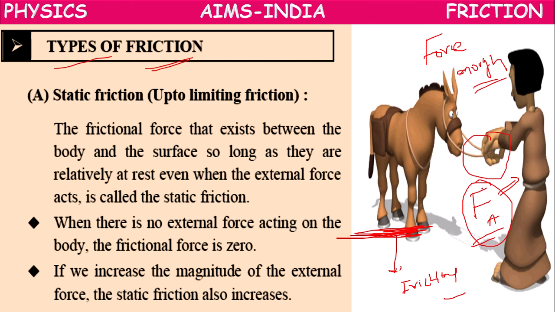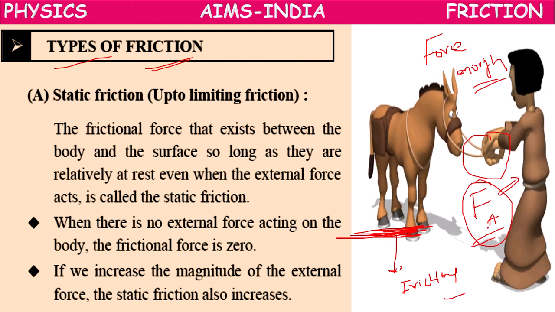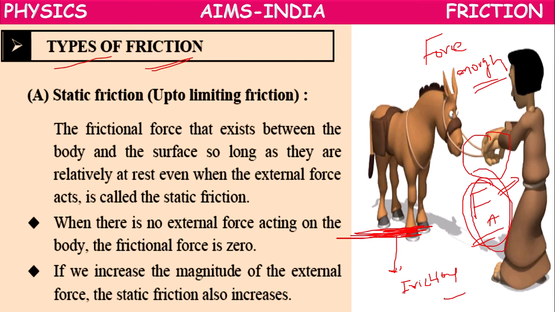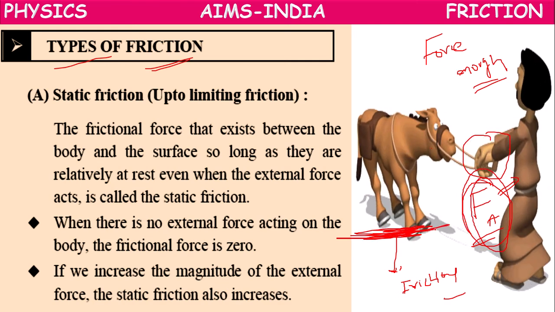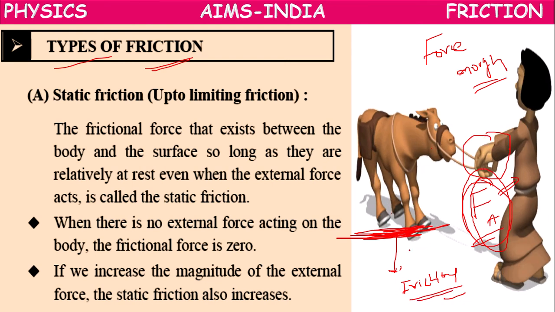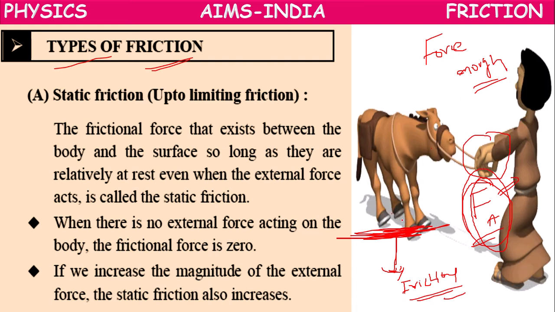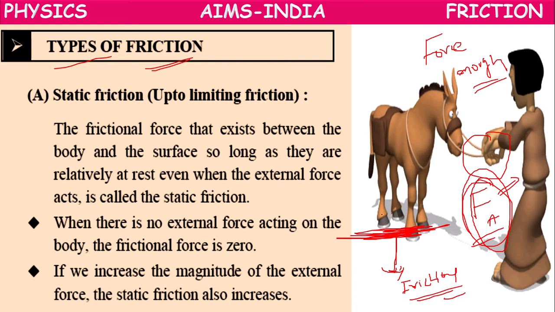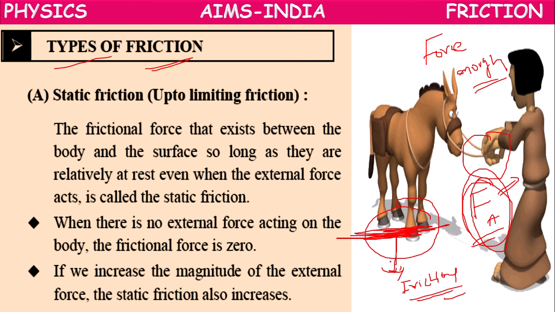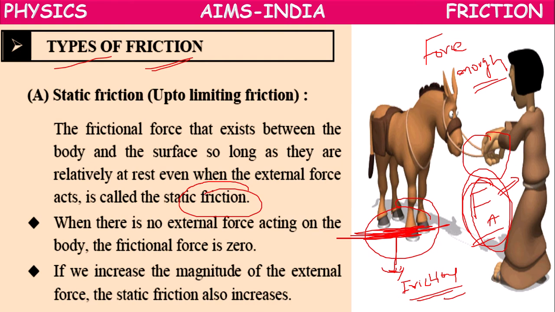So here an external force is acting. This person is trying to push the horse. That applied force is called external force. Though we are applying the external force, these two surfaces, the legs of the horse and the floor, the surface of the land, are at rest relative to each other. So whatever friction develops between these surfaces due to this applied force, that is called static friction.